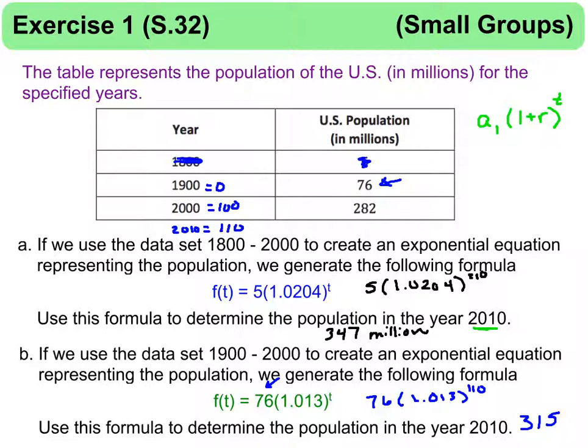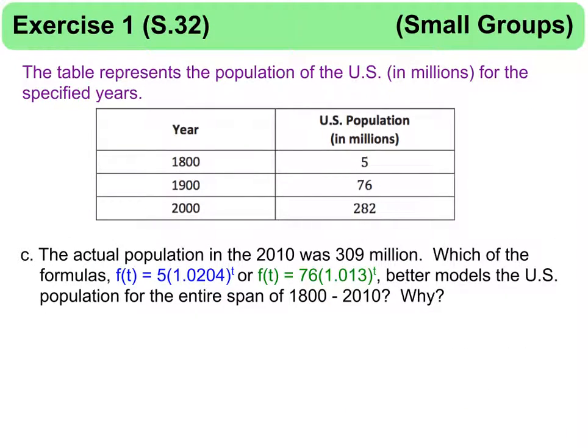in that given scenario. So the question continues to follow up with Part C. Looking at our table again, the actual population in 2010, based on the U.S. Census, was 309 million. And so they're asking students, which of the following formulas, this one here or this one here, made better models for the U.S. population for the entire span of 1800 to 2000.